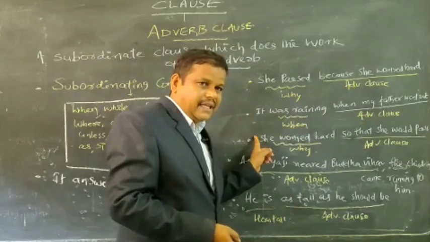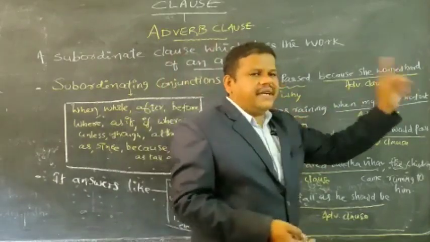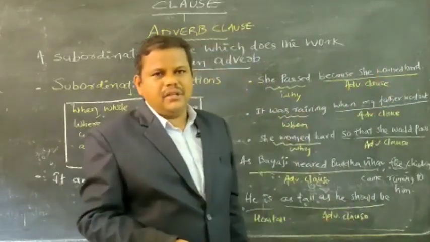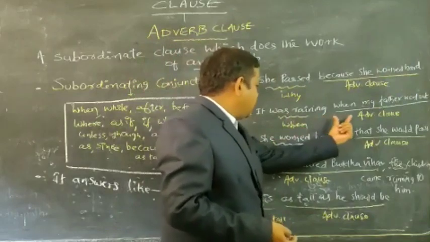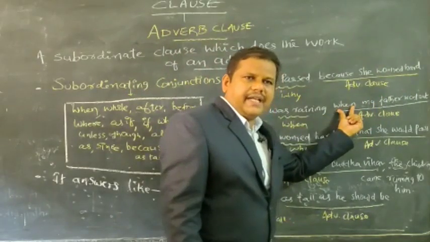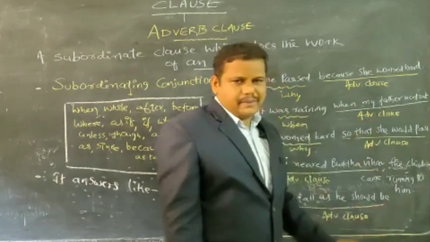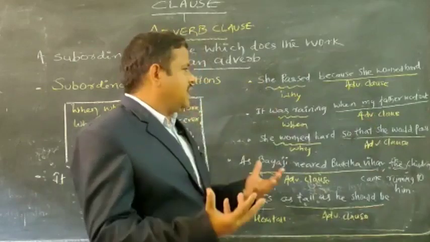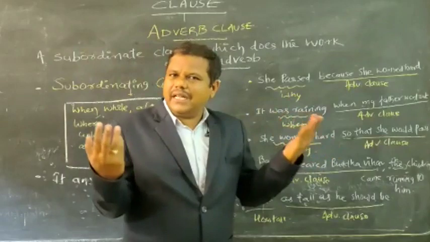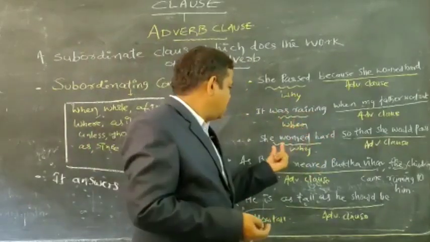Next, come to the second example. It was raining when my father went out. So the second part, when my father went out, has a subordinating conjunction, that is when. So this part is called the adverb class. And clearly you are understanding that when it was raining, my father went out. You are getting an answer like when in the sentence.